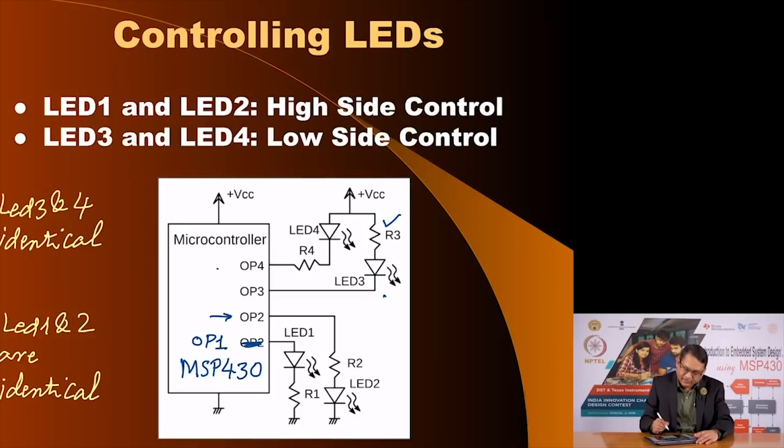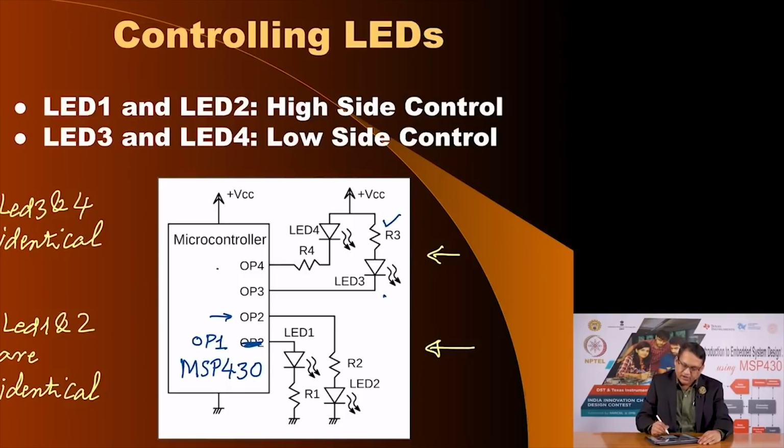How? LED 1 and 2 would light up when the output OP1 or OP2 is high, that is logic 1. On the other hand, LED 3 and 4 would light up when the output of these pins, that is OP3 and 4, is logic 0. And so these two LEDs will be called active high, meaning they are lighting up when the output is logic 1, and these two LEDs will be called active low outputs, they are lighting when the output is 0.